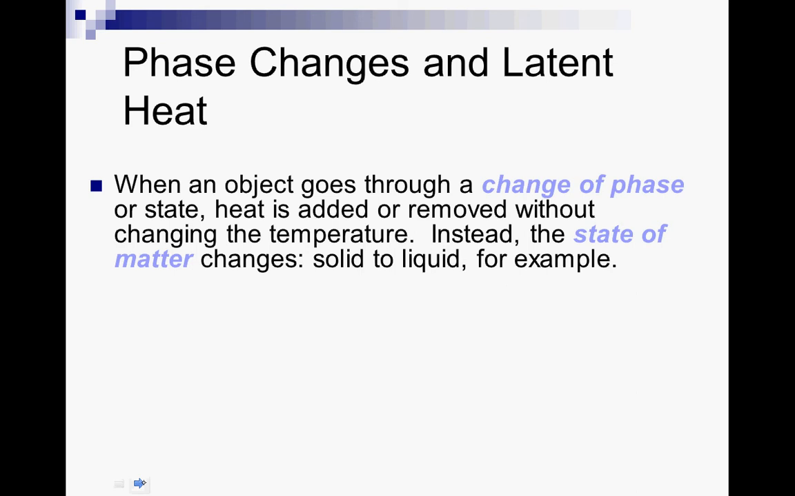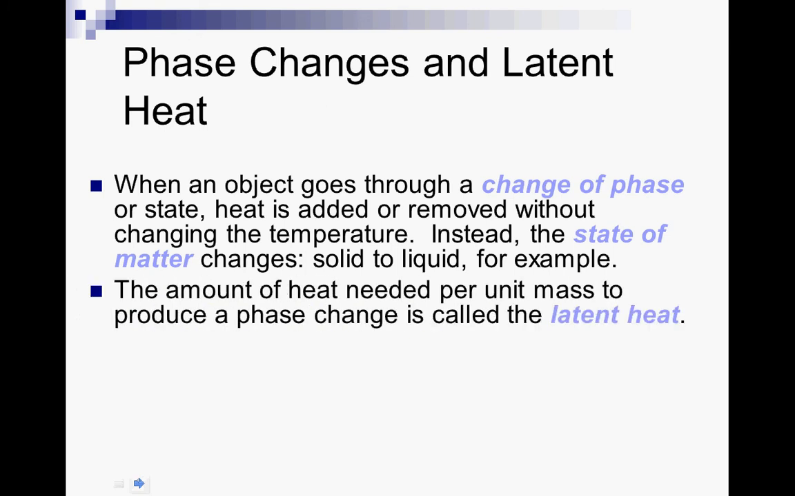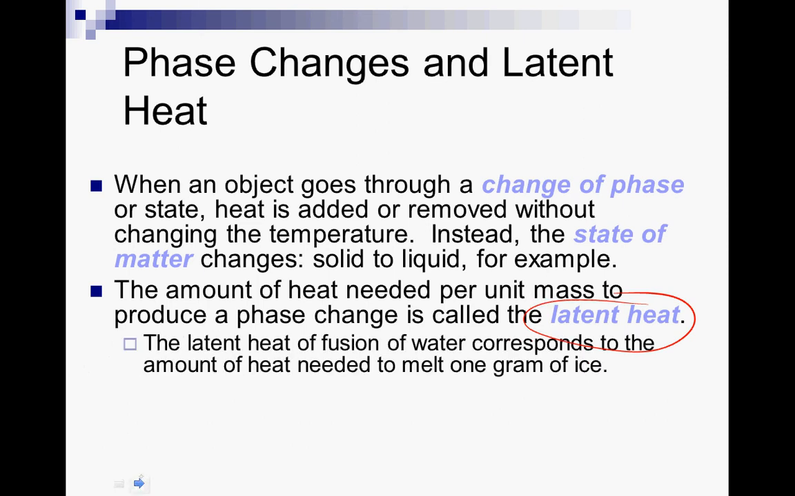I'll continually add heat, but you'll see that the temperature doesn't change until the ice melts. The amount of heat needed per unit of mass to produce this phase change is called latent heat. That's how much heat it takes to change phase. So we've got 2 points we need to talk about then.